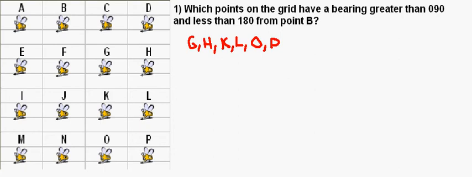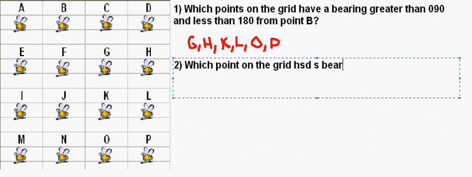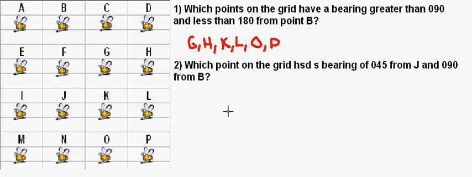Okay, looking at question number 2. Question number 2 reads, which point on the grid has a bearing of 045 from J and a bearing of 090 from point B? Alright, so let's take a look at that.